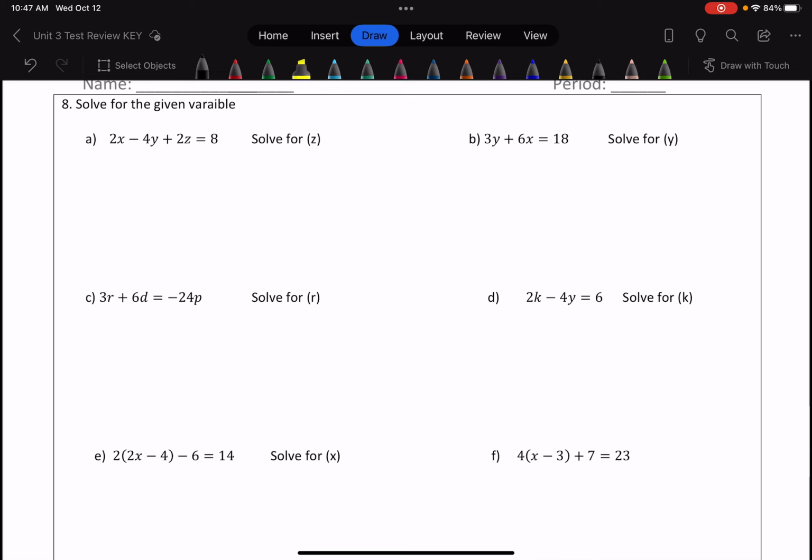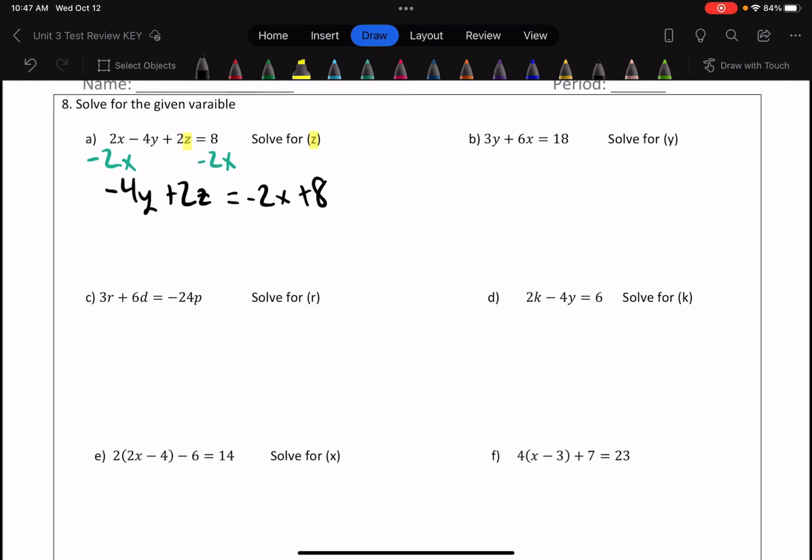So, for number 8, it says solve for the given variables. A says 2x minus 4y plus 2z is equal to 8. And it's asked us to solve for the variable z. So the only term with the variable z is the third term on the left. So our first order of business is to isolate that z term. In order to do so, I'm going to start off by subtracting a 2x on each side of the equal sign. That's going to leave me with a negative 4y plus 2z is equal to negative 2x plus 8.